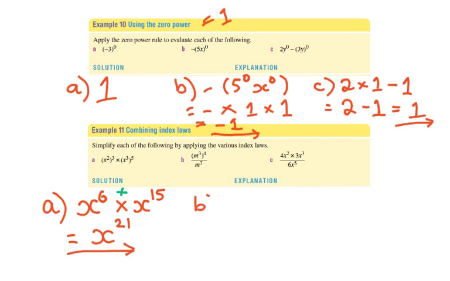With B, we've got brackets on the top with our indices, so let's simplify that first. M to the power of 3, and then bracket the power of 4. 3 times 4 gets me 12. So m to the 12 at the top, and I've still got m to the 7 at the bottom. Because now it's dividing because of our fraction line, we're using index law number 2, where we subtract 12 and 7 from each other, and we end up with m to the power of 5.